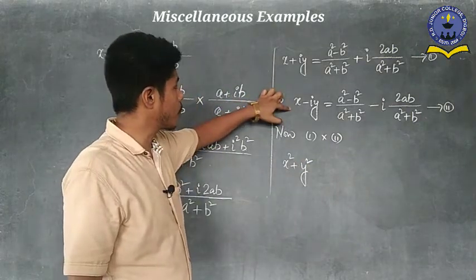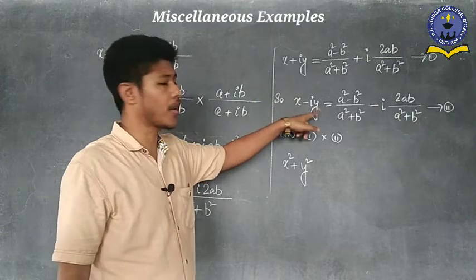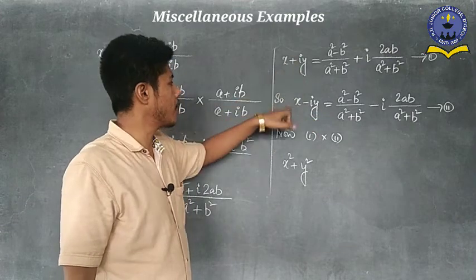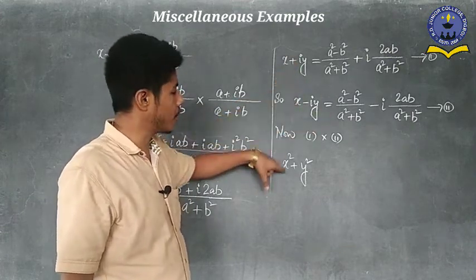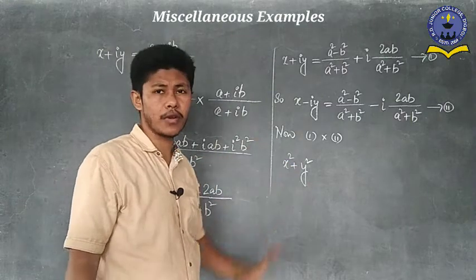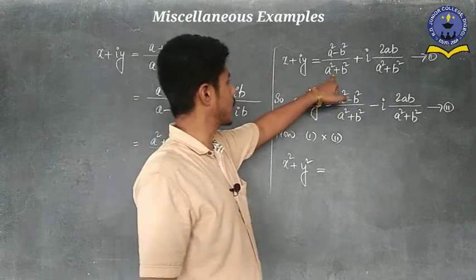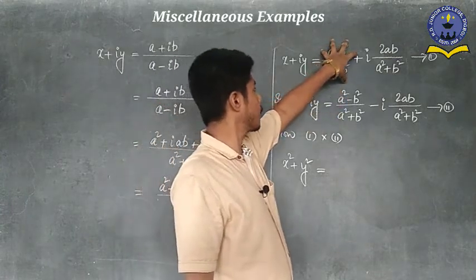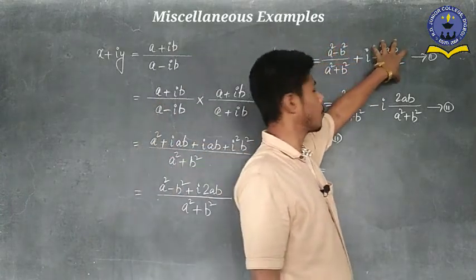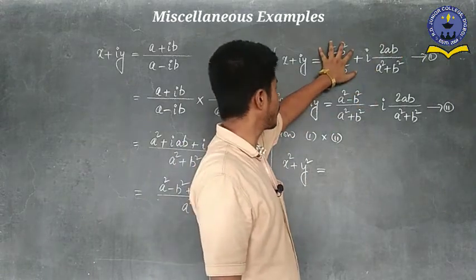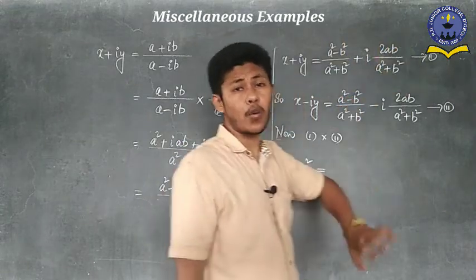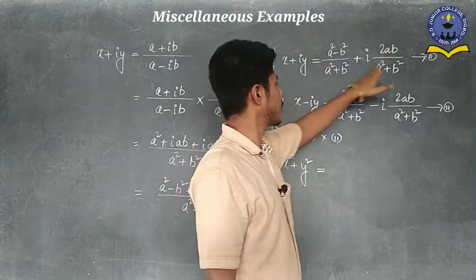So 1 and 2 we have to multiply. So a plus ib form, a minus ib form. So x plus iy into x minus iy. If you multiply these two, simply we get here x square plus y square. And in the right hand side, again you see the same result. If we consider this whole part as x and this whole part as y, again it is of the form x plus iy, x minus iy.